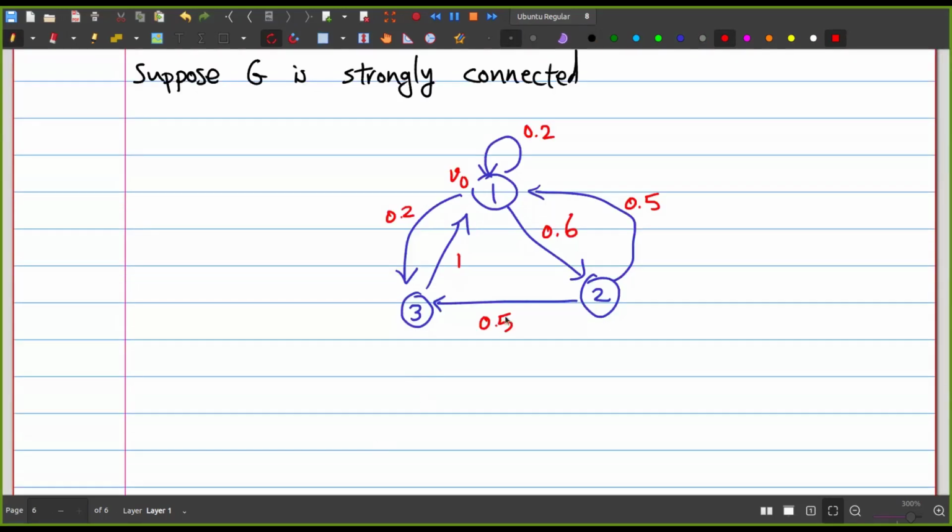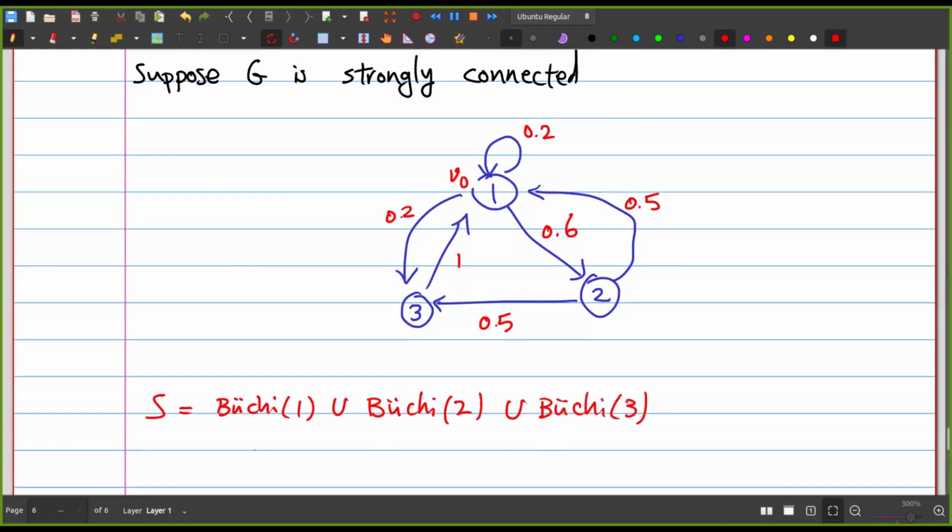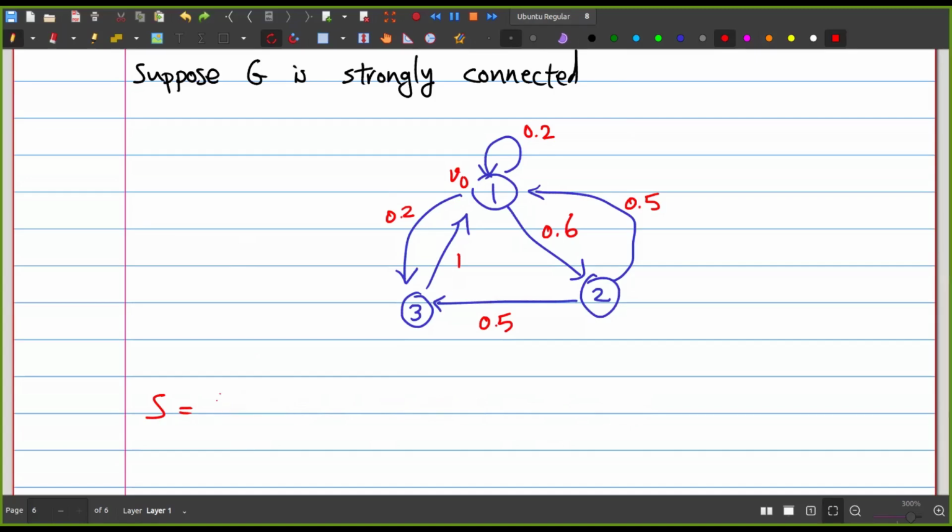Now, here's the thing. Consider my entire sample space S. I claim that S is Büchi of 1 union with Büchi of 2 union with Büchi of 3. Or in general, I would say that S is the union over all vertices, every vertex V, of Büchi of V.